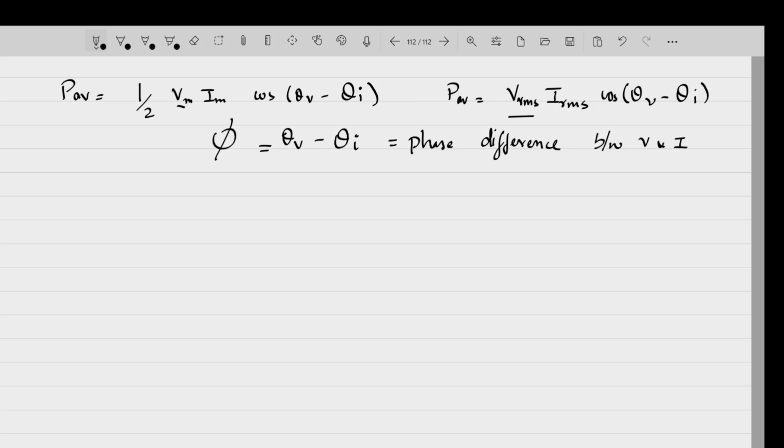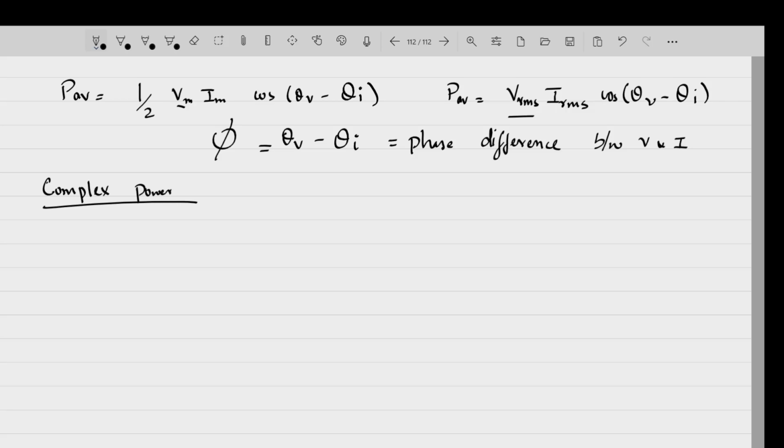If phi is equal to 0, we can understand that this is a resistive circuit. If phi is equal to 90 degrees, we can understand that it is a reactive circuit. Whether it's plus or minus 90, it can be a capacitive or an inductive circuit accordingly. So we'll be discussing some important terms about power today.